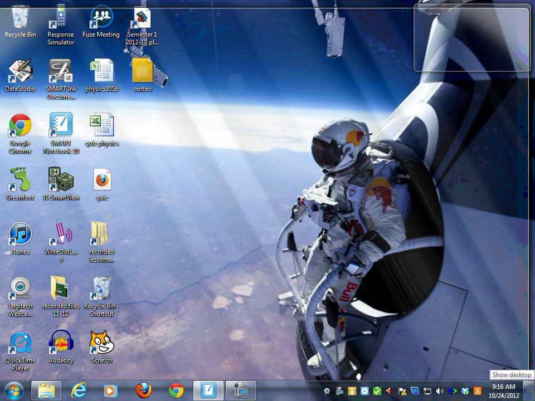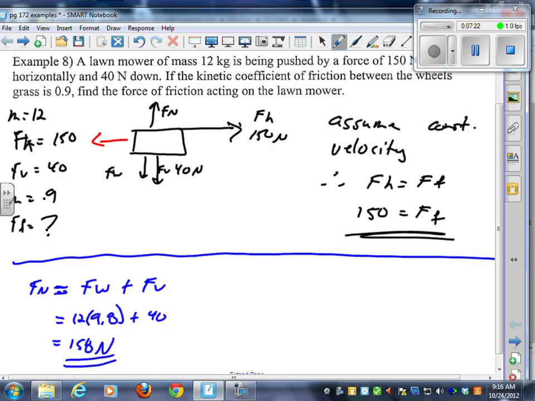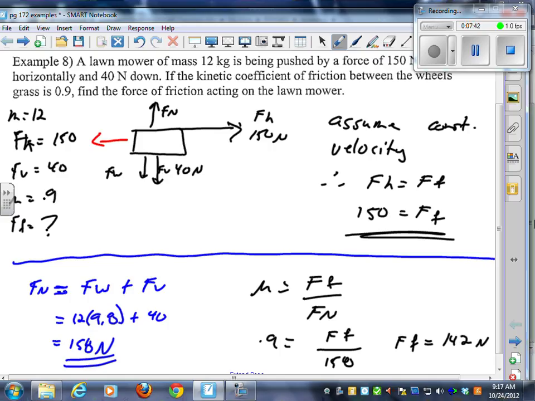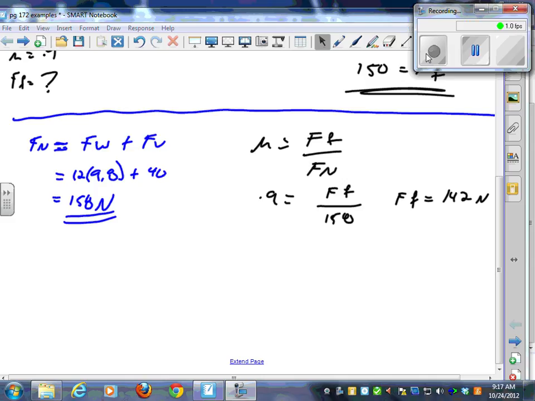So now that I've got that 158, now I go mu equals FF over Fn. 0.9 is equal to FF over my 158. And I get a friction force of 142 newtons. Okay, I can go to example number 9 now.